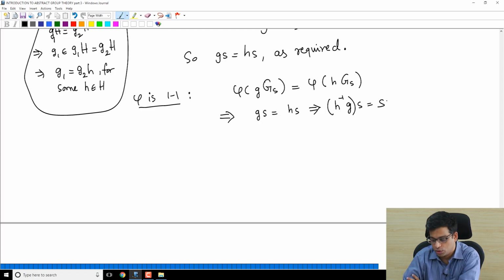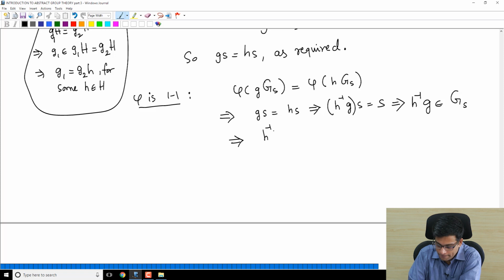Two or three steps are missing here. I am not writing all the steps because we have done the same calculation before. But this means h inverse g fixes S, so it is in the stabilizer of S. So h inverse g is in the stabilizer of S. But h inverse g is in GS. So h inverse g times GS equals GS.